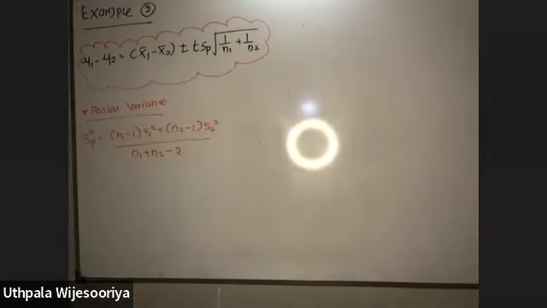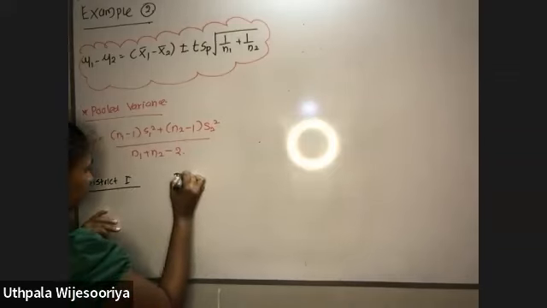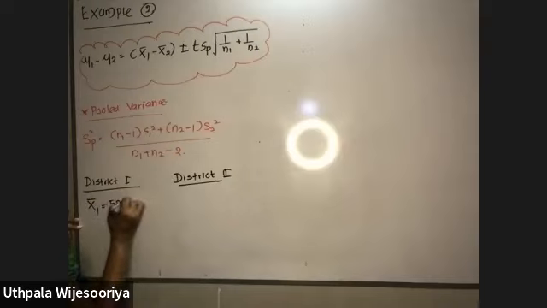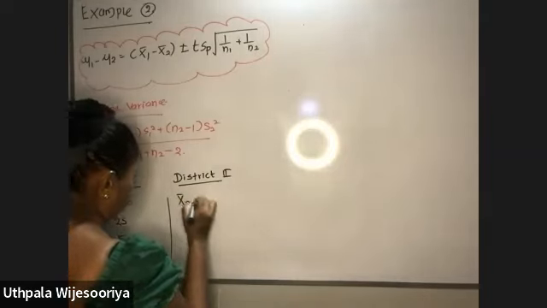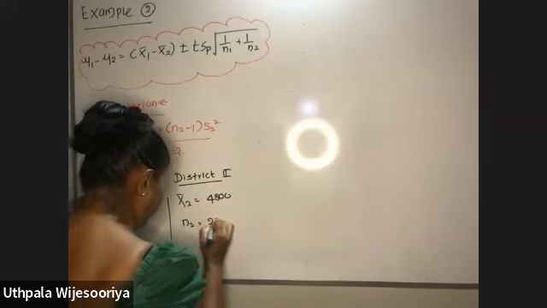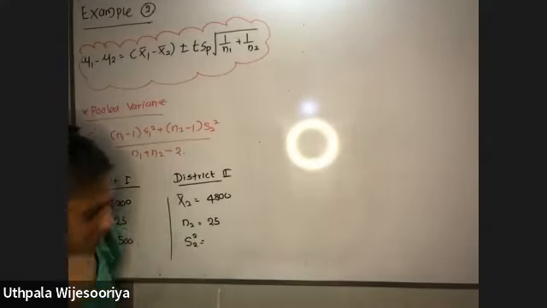So what is our pooled variance? What is the information given? District 1: x bar 1 is equal to 5200, n1 is equal to 25, and s1 square is equal to 500. Then what about district 2? X bar 2 is equal to 4800, n2 is also 25, and the sample variance s2 square is 600.